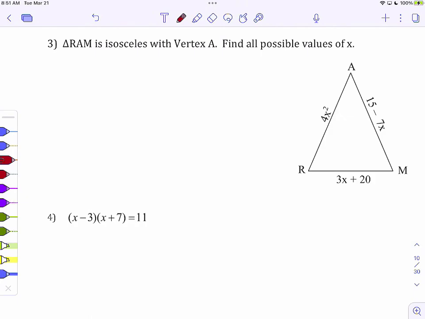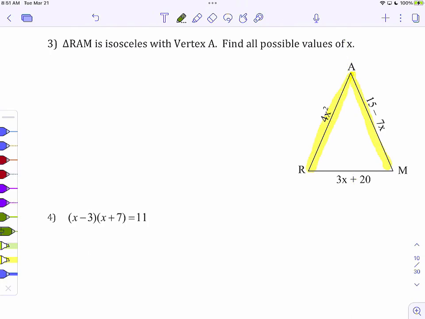This problem's not really a particularly difficult one. It's geometry, but you don't really need to know a whole lot about geometry to do this. It says triangle RAM is isosceles. You know what that is. With vertex A, find all possible values of x. So if it's vertex A, that's their way of telling you that these are the congruent sides and the line of symmetry would be down here.